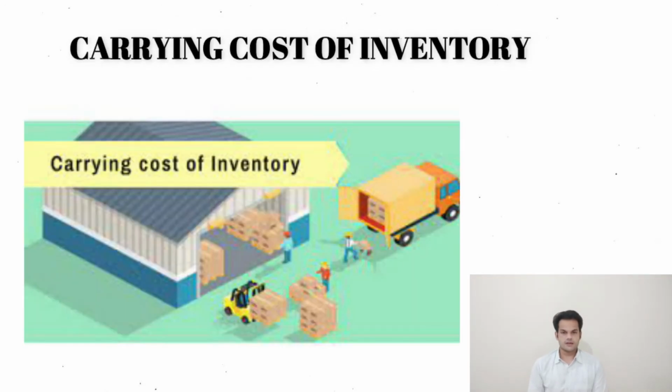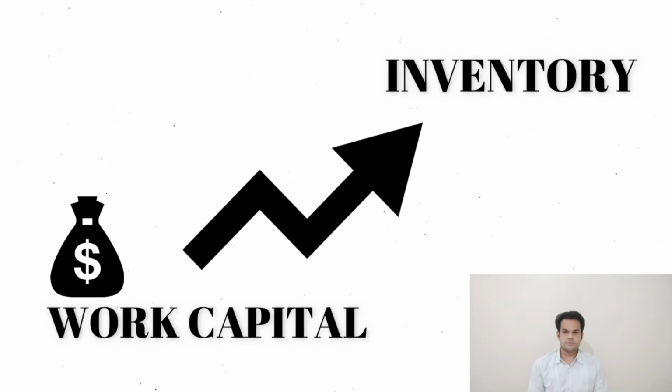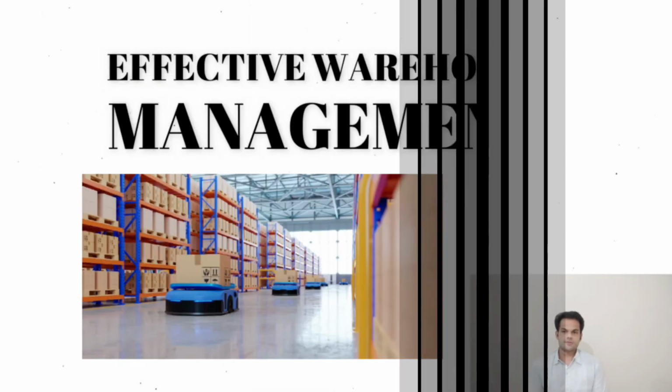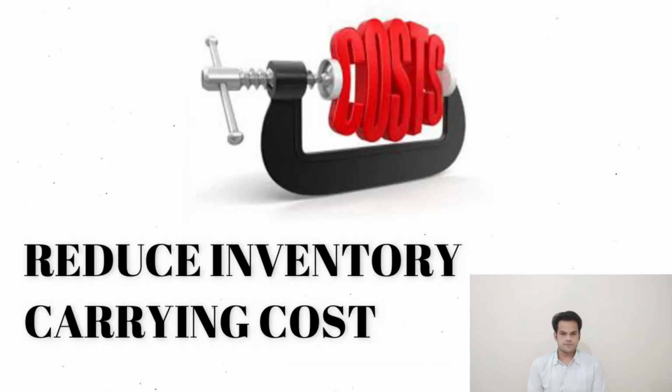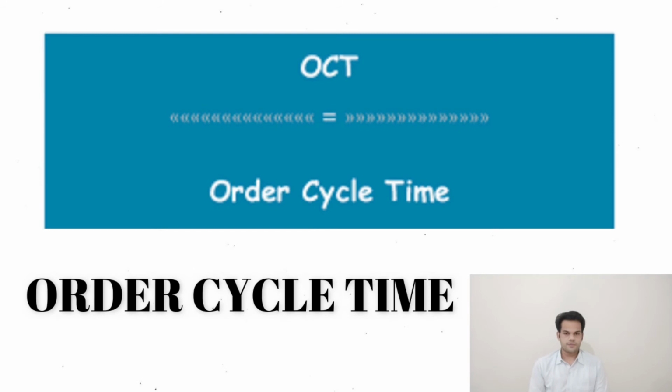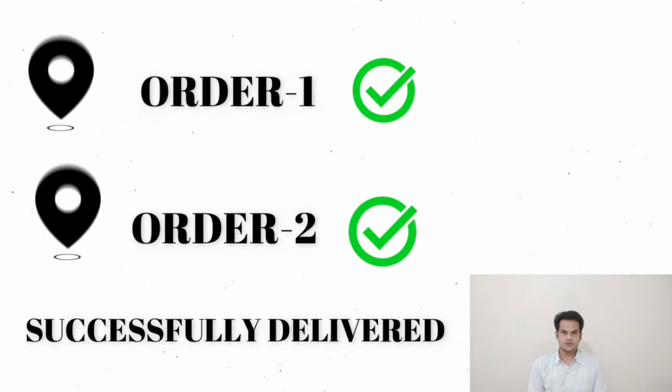Fourth one is the carrying cost of inventory. Analysis should be done for calculating how much working capital is spent on inventory and should always imply new strategies to reduce it. Effective warehouse management systems help to reduce inventory carrying costs. Fifth one is order cycle time. Order cycle time refers to the time between the placement of two back-to-back orders or the successful delivery of two consecutive orders.